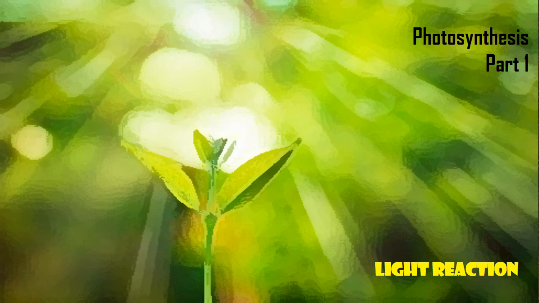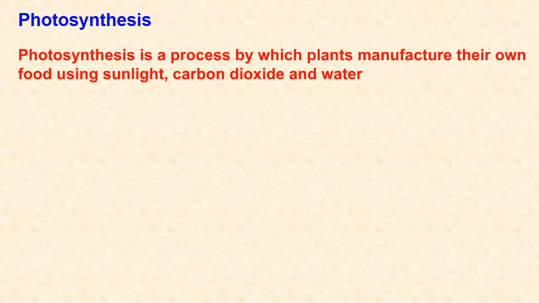In this video, we're going to see about the light reaction of photosynthesis. First, what is photosynthesis? In simple words, we can say photosynthesis is synthesis using light. The definition of photosynthesis is that it is a process by which plants manufacture their own food using sunlight, carbon dioxide and water. The most active photosynthetic tissue present in plants is mesophyll tissue.